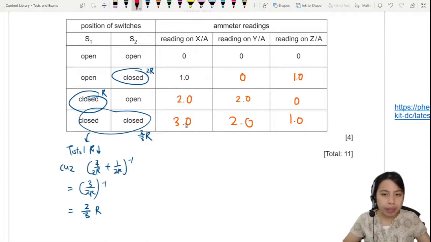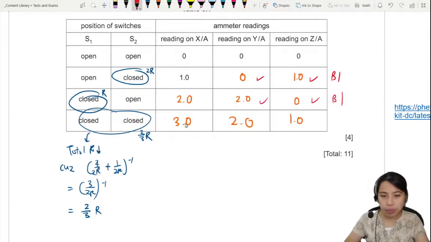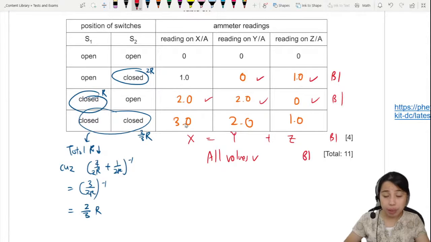So how do you get these 4 marks? First one is this row both correct. Next one, all 3 correct for the next row. Next one, this X value is Y plus Z. That's one mark. And if all values correct for the last row, then that's the final B1 mark. Oh, this is tricky.